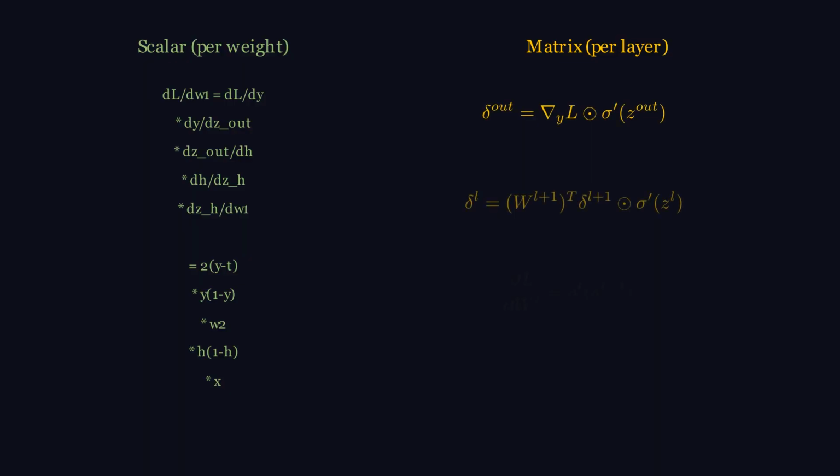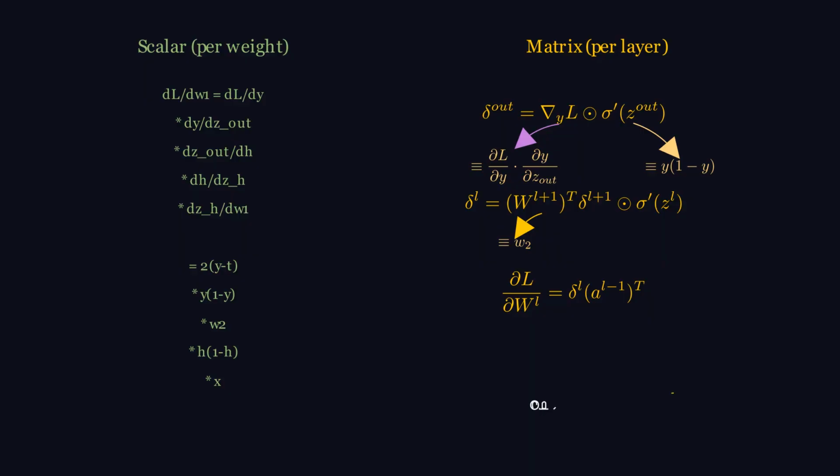Define delta for layer l as the gradient of the loss L with respect to that layer's pre-activation values. Draw color-coded arrows connecting each matrix term to its scalar counterpart. The gradient of the loss L with respect to the variable y corresponds to the partial of the loss L over the variable y times the partial of the variable y over z out. Sigma prime of z out corresponds to the variable y times 1 minus the variable y. The weight matrix W transpose corresponds to the weight matrix W2.